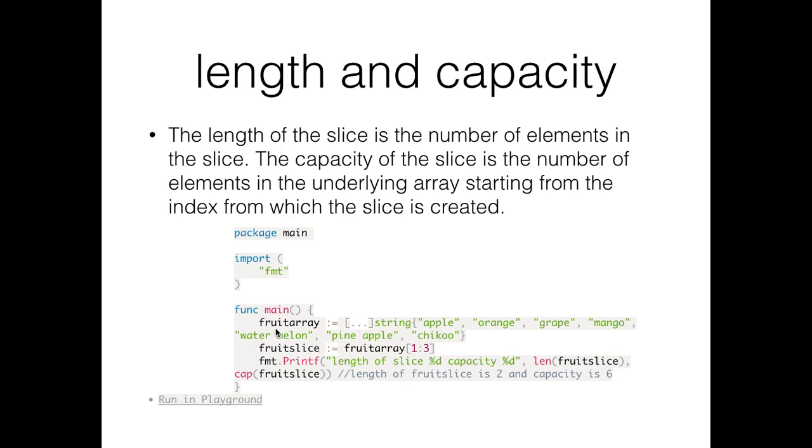So let's have a look at the main function. We have a fruit array which is of type string, and it has 7 values. And then we have a fruit slice, that is a slice of the fruit array, which starts from index 1 of the fruit array and ends at index 3 (exclusive). So that means that inside the slice we have the elements orange and grape. And we are printing the length of the slice and the capacity of the slice as well. So let's have a look at these values first.